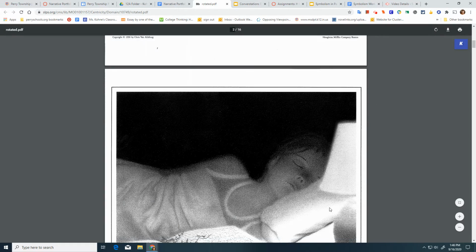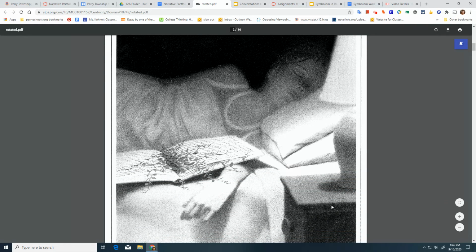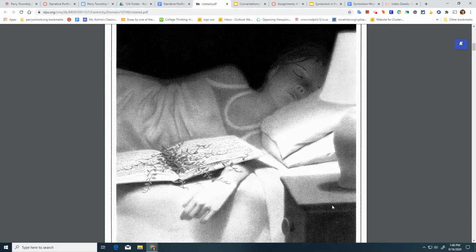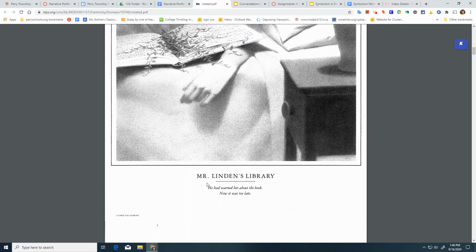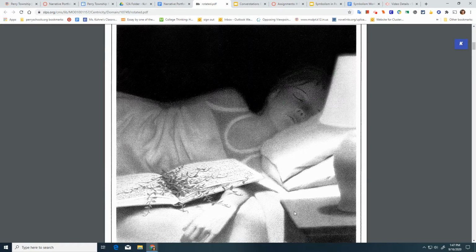All right, and so if you look through these pictures and the illustrations, these are the drawings. You can use these as inspiration for stories millions of other people have. And I'll even let you borrow the first line. You could even use the title of the picture as a title for your story. He had warned her about the book. Now it was too late.